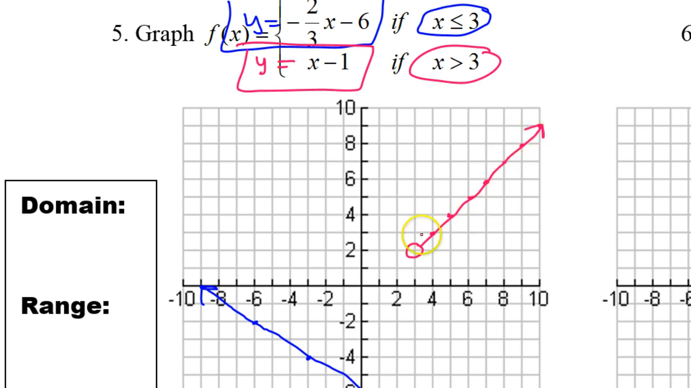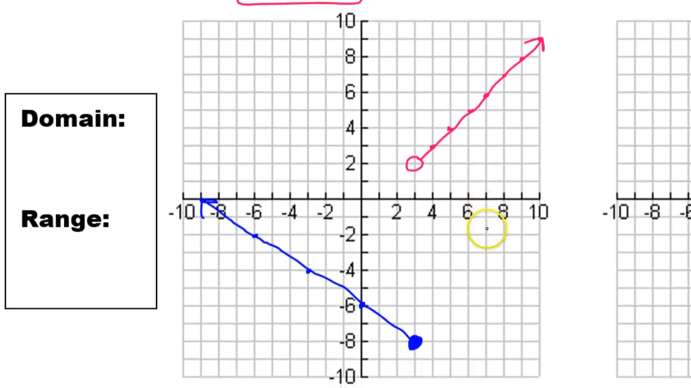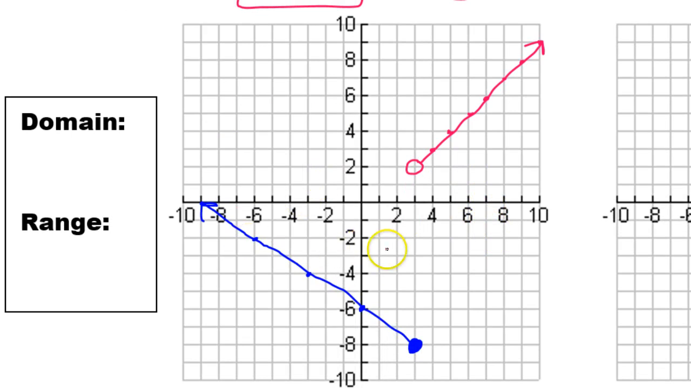And that's it. So that's how you could use your calculator to graph a piecewise function. The domain, this graph does go left forever and right forever. So that's going to be -infinity to +infinity. Now the range is y values from bottom to top. The lowest y value is here at -8.